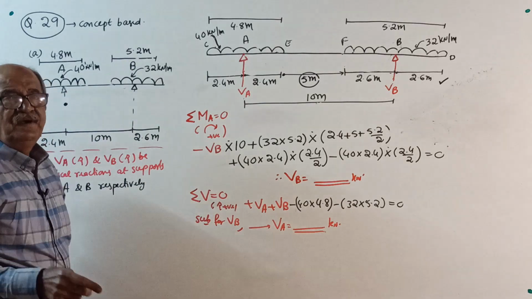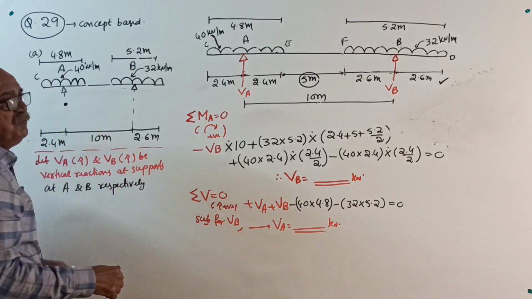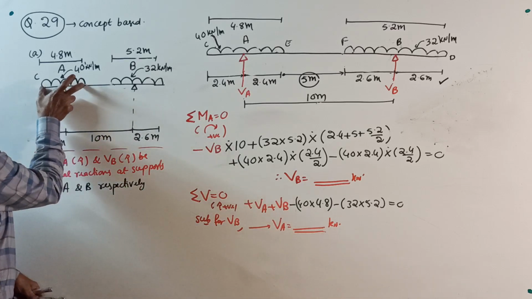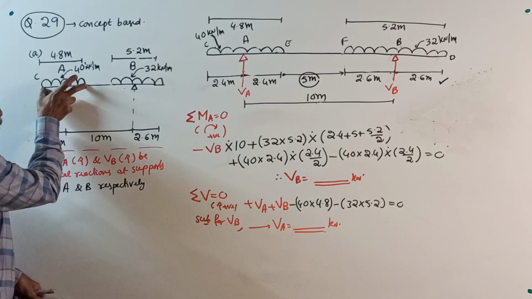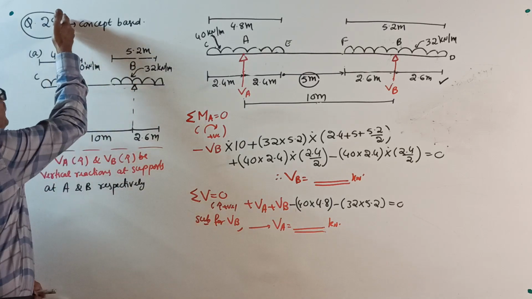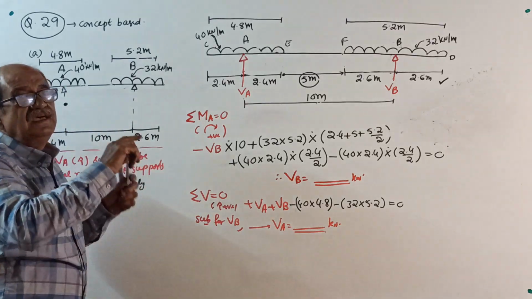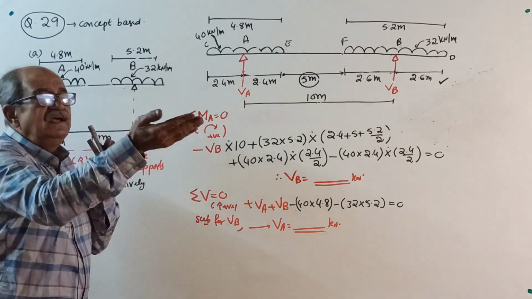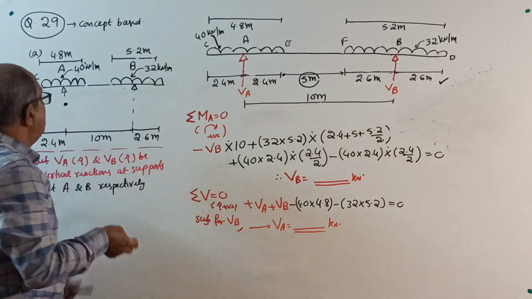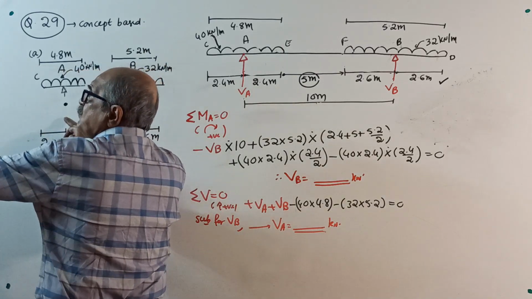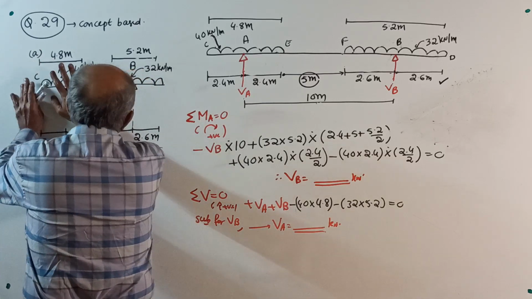But in the class I will tell you, or you can do one thing, if you can understand the concept: find the total load of the entire loaded length, see where the line of action is, then from this point, see the distance. If the line of action comes on the right side, moment will be clockwise. If the line of action comes on the left side, moment will be anti-clockwise. Okay, same way right here.